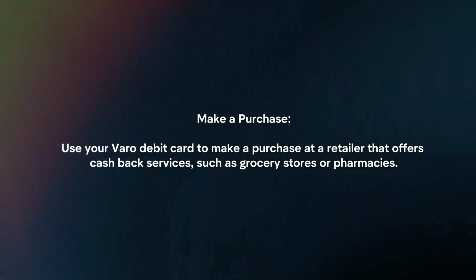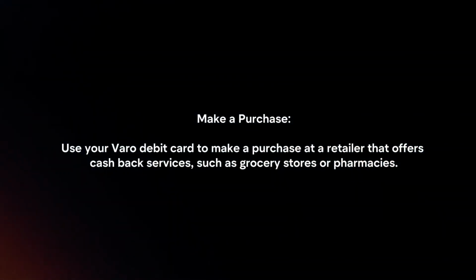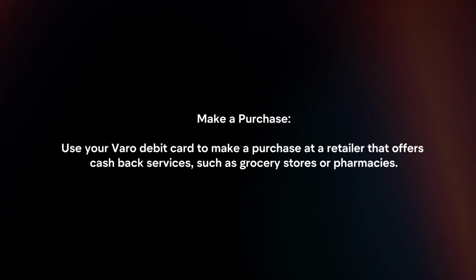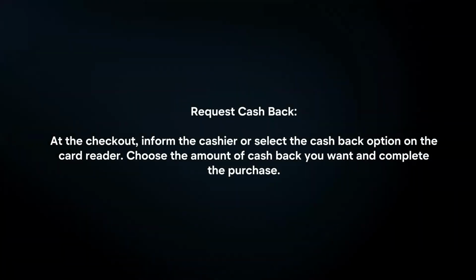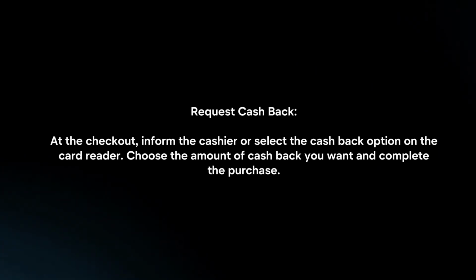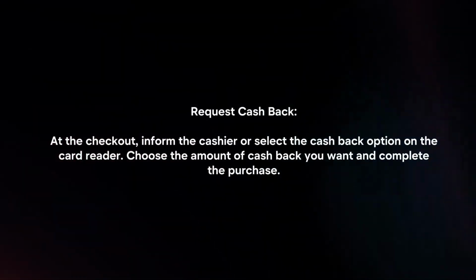Cashback at retailers. Make a purchase. Use your Varo debit card to make a purchase at a retailer that offers cashback services, such as grocery stores or pharmacies. Request cashback. At the checkout, inform the cashier or select the cashback option on the card reader. Choose the amount of cashback you want and complete the purchase.